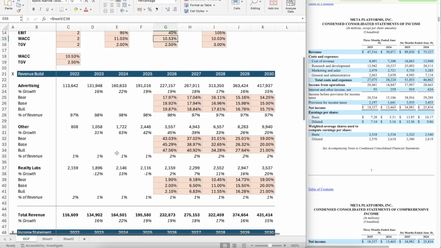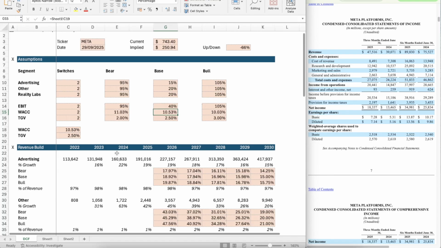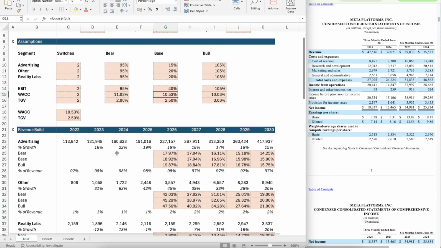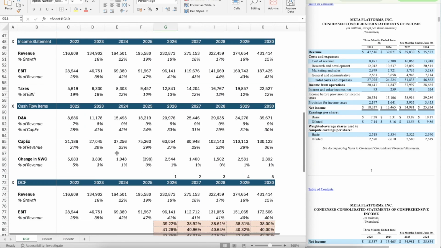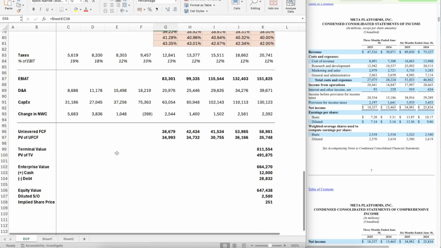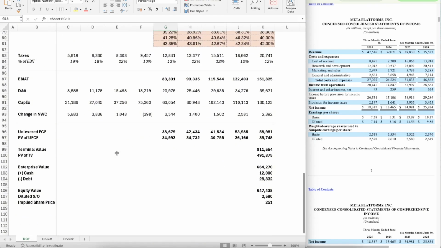Okay, but there we have it. There we've built out for Meta, and again, as more news comes out, let's keep updating them and trying to, well, get more information to help us forecast how the stock is going to perform.